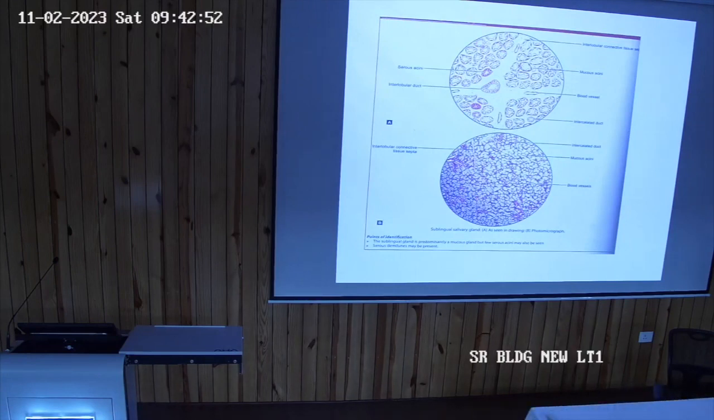See this gland. What type of acini are you seeing here? Predominantly mucous acini. So this is the sublingual gland. Again you can see here the myoepithelial cells. And see the duct. This is the intercalated duct present inside the acini, and this is the interlobular duct. What is this acinus? Serous. See the staining, dark, while the mucous acini are lightly stained.